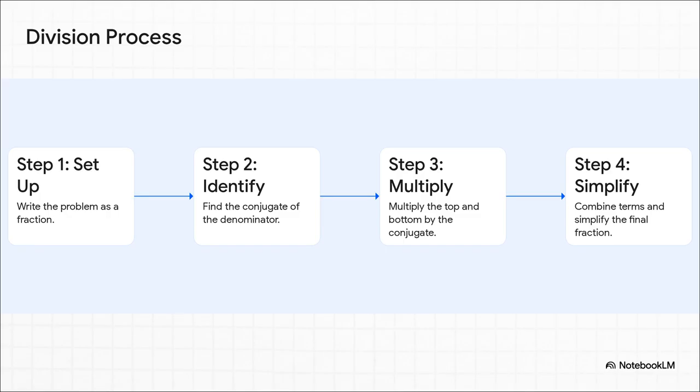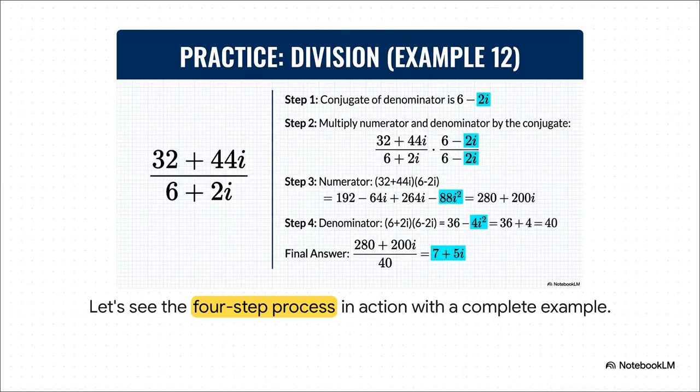Let's watch it work. Okay, let's walk through this one together. So our denominator is 6 plus 2i. That means its conjugate has to be 6 minus 2i. Now we multiply the top and the bottom by that conjugate.